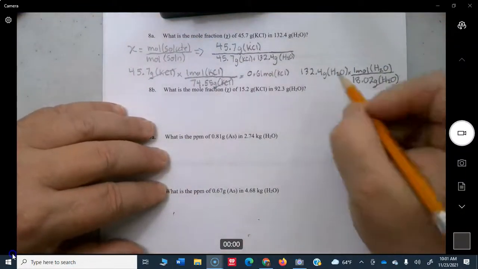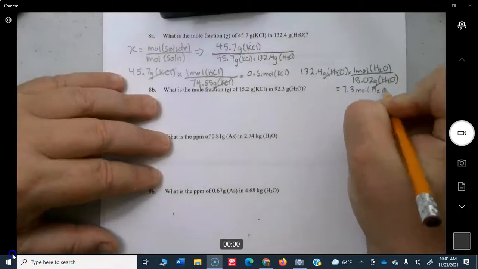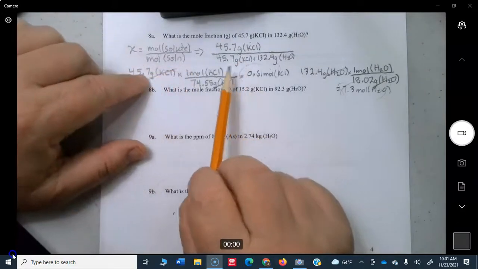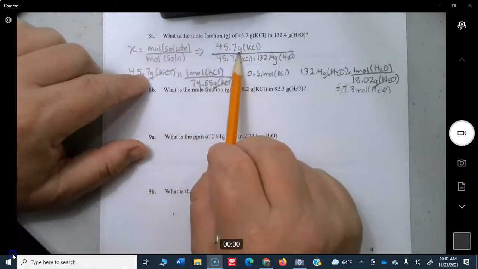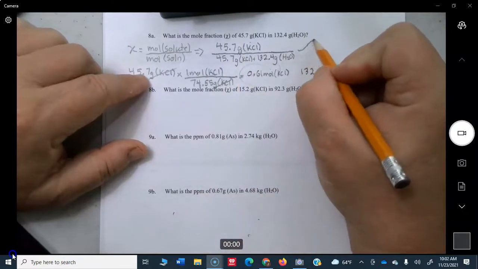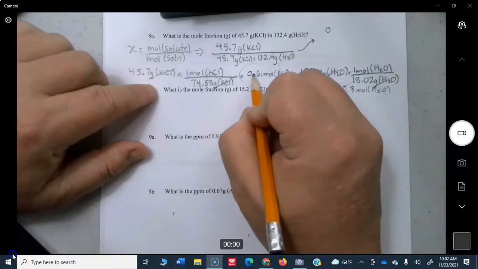Molar mass should be something that's kind of automatic by now. Okay, grams of H2O, so it's 132.4 divided by 18.02. And that gives us 7.3. Okay, so these are the two numbers we need to work with. So now what we're doing is we want to know the mole fraction of KCl. So the moles of KCl is going to go on the top, so I'm going to move that up here. And that's the number we got for it.